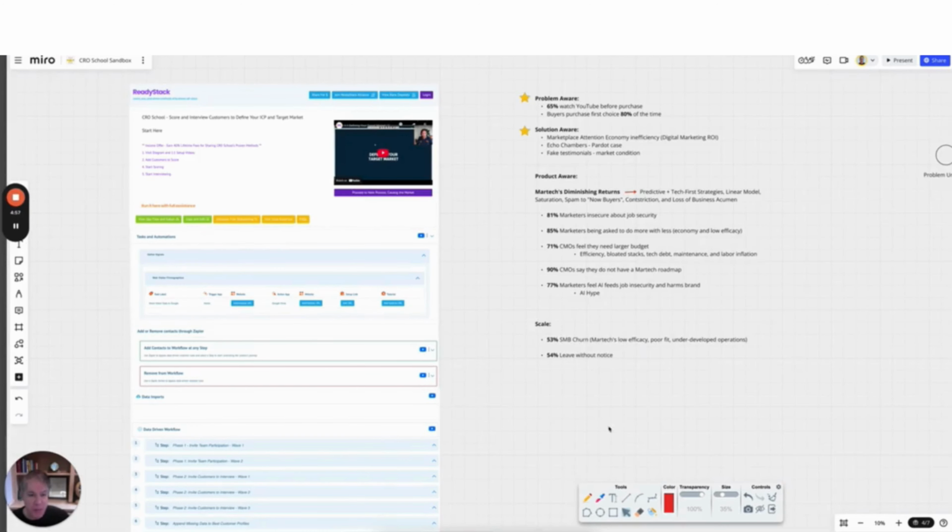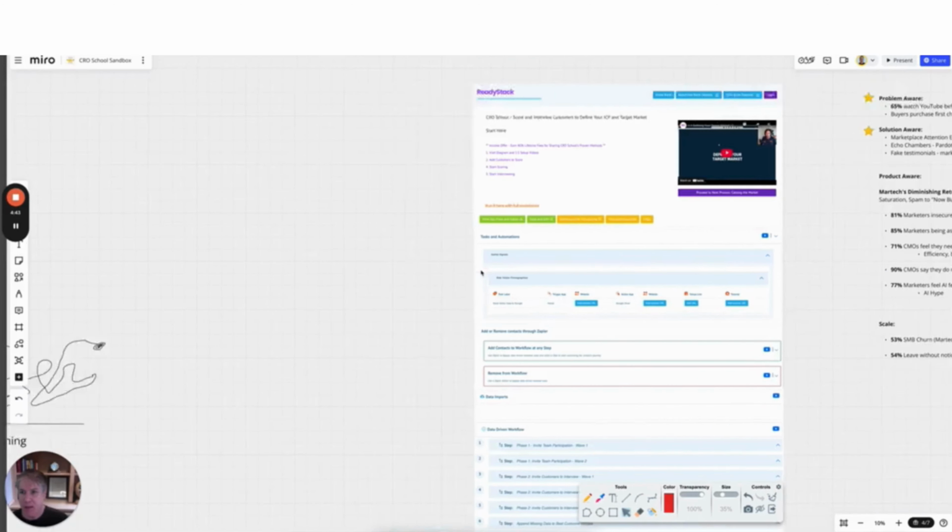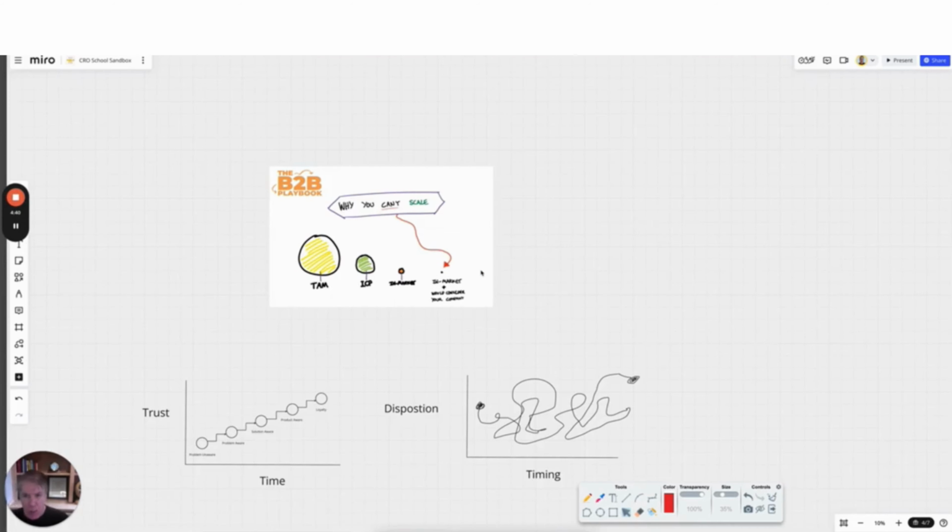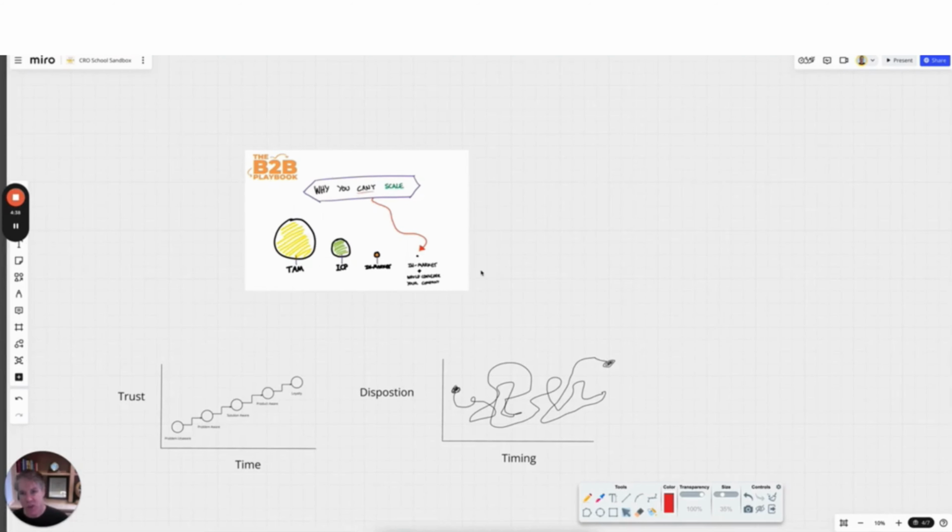This chapter, we're going to cover the product aware stage. And so far, what we've done in the chapter is show you how we integrate the problem aware and solution aware stages into a ReadyStack experience. What I want to do with the product aware stage is revisit George's original diagram, where the goal, again, is the ICP, where you don't want to be because you can't scale.